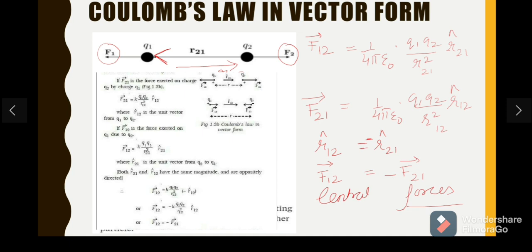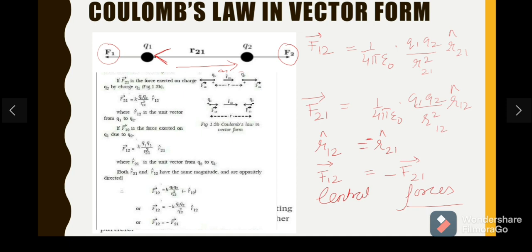But we are able to apply it to situations where the size of the object is very small as compared to the distance between the charges. So if the size of the charges is very small as compared to the distance between them, we can consider the charges to be point charges. But this law is valid only for point charges.